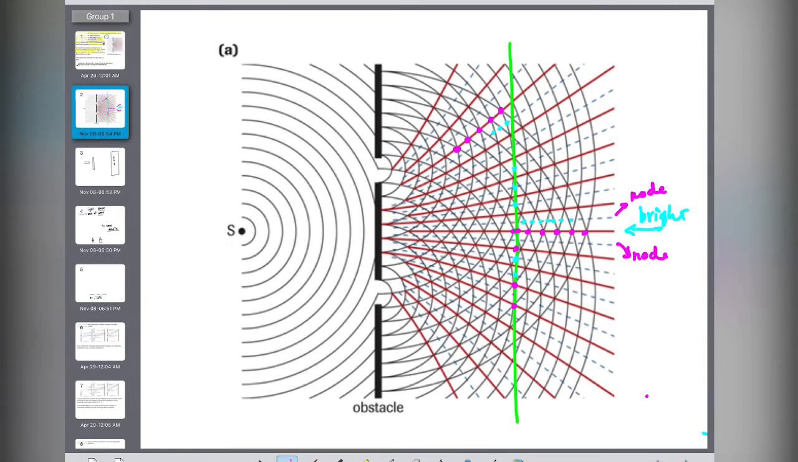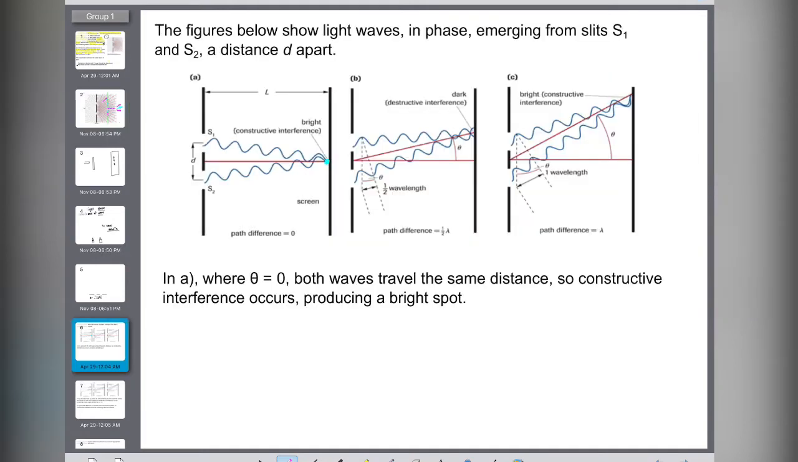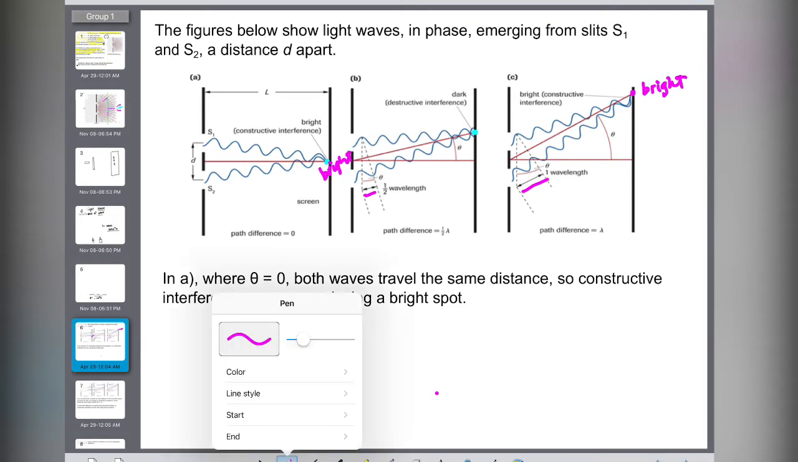Let's see what happens with that. If you shift the path difference by half a wavelength, you would notice you have a dark line in here. So this is now your dark line. And if you shift it over by 1 wavelength, you now have another bright. So this is a bright, this is a bright, and this is a dark.